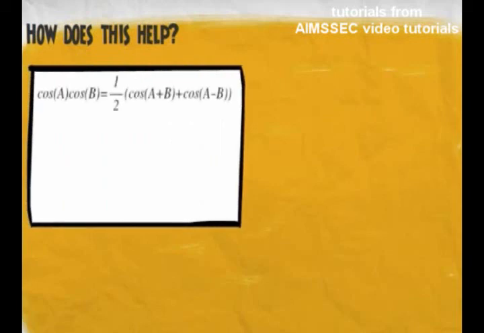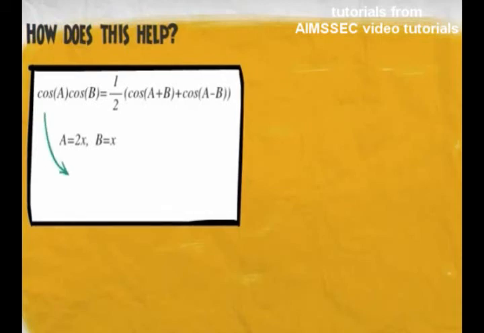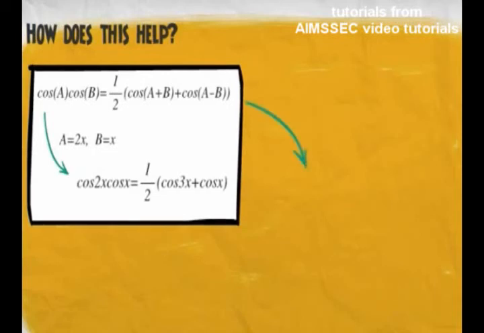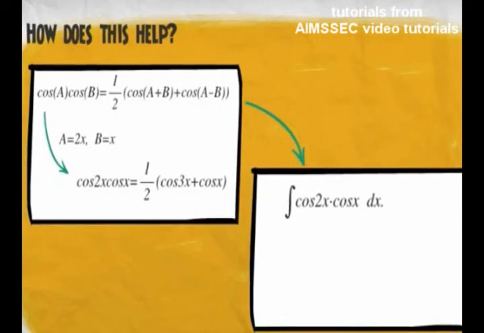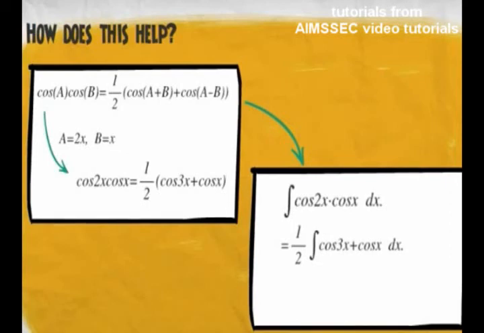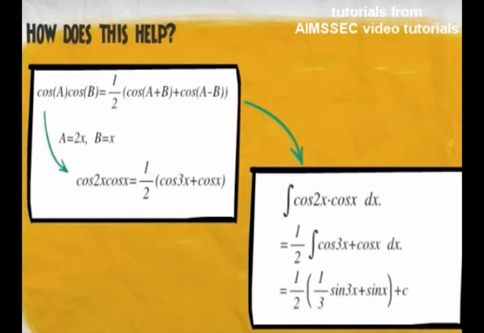So now, to apply it to our question, let's input the values for A and B. We substitute in A equals 2x and B equals x. We can then put this back into our integral and integrate easily, because cos 3x integrates to a third sine 3x and cos x integrates to sine x. Remember the plus c at the end.